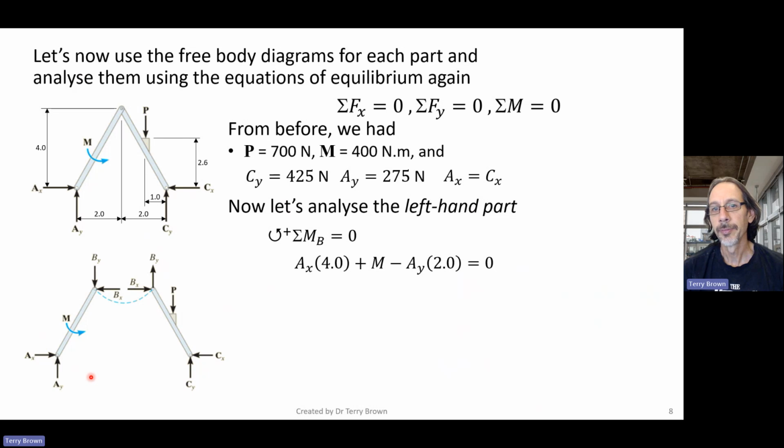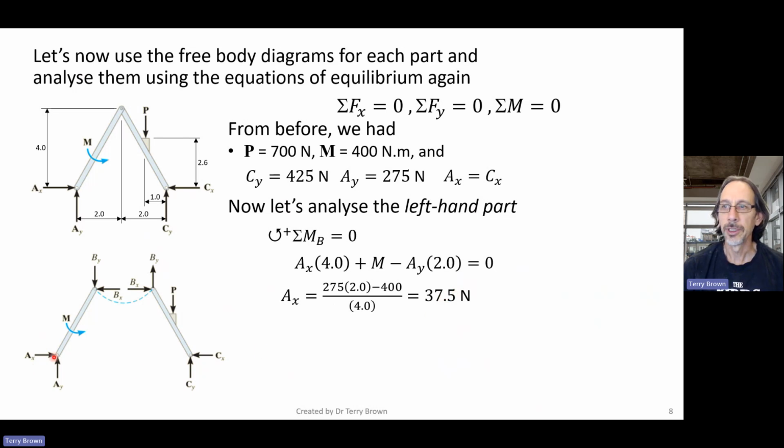And Ay, pushing up here, tending to rotate clockwise, so that one will be negative. No other moments on that body, so it will equal 0. Rearrange and we can solve for our unknown Ax, which, as we expect and hope, is the same as we found previously by looking at the right-hand side, calculating Cx and then using our original free body diagram.